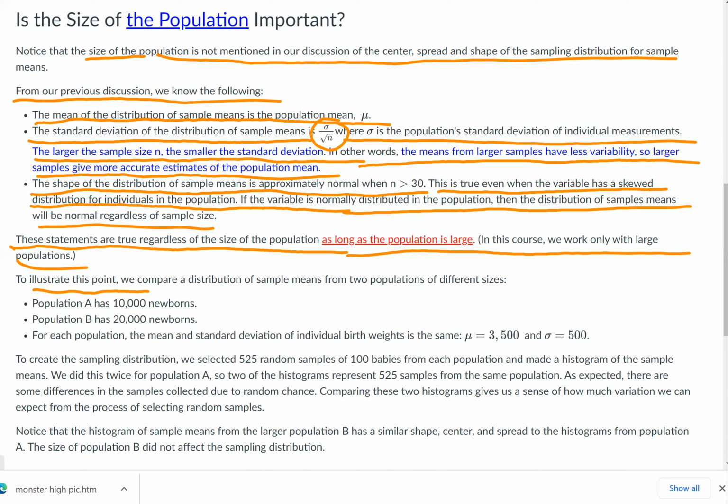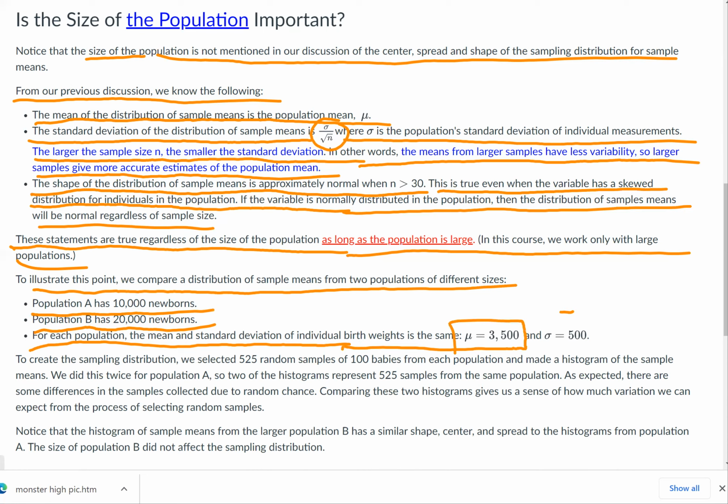To illustrate this point, we compare a distribution of sample means from two populations of different sizes. Population A, for example, has 10,000 newborns. Population B has 20,000 newborns. For each population, the mean and standard deviation of the individual birth weights is the same. Mu is 3,500, sigma is 500. So we'll make sure that mu is the same and sigma is the same, just to really show the difference of the population size. Everything's the same except the population size, so we can really get a handle on how that would affect everything.